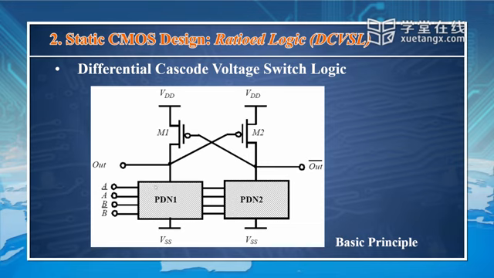So we have PDN1 here and PDN2 here. When PDN1 is conducting, PDN2 is not conducting.